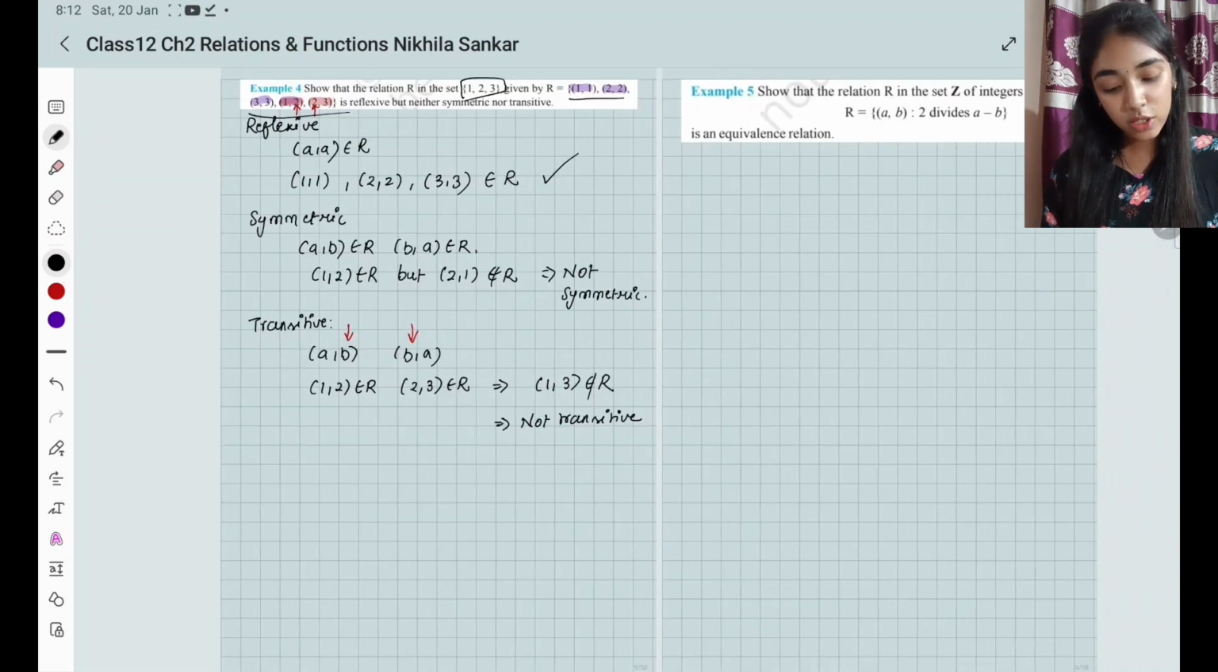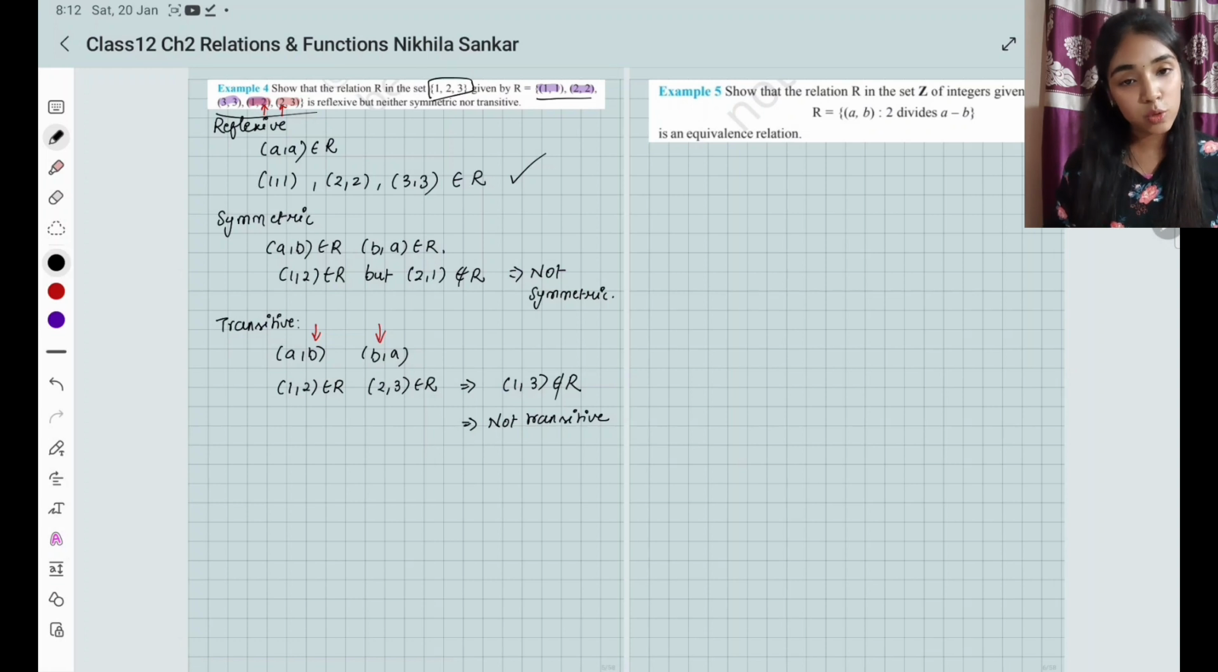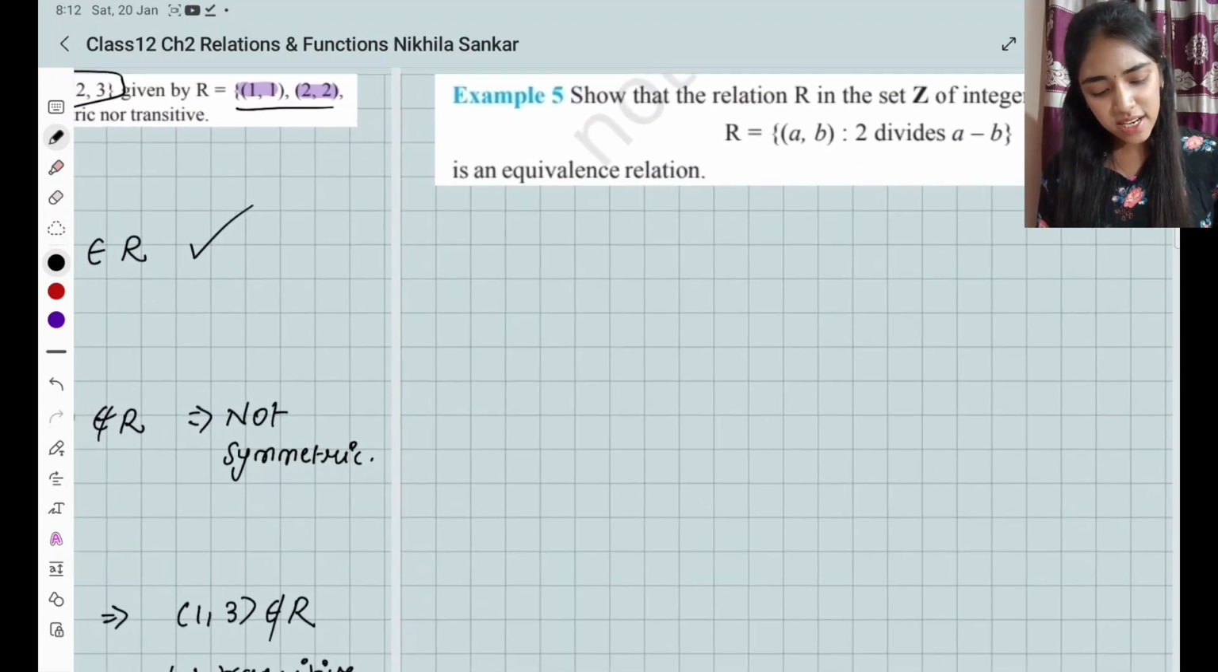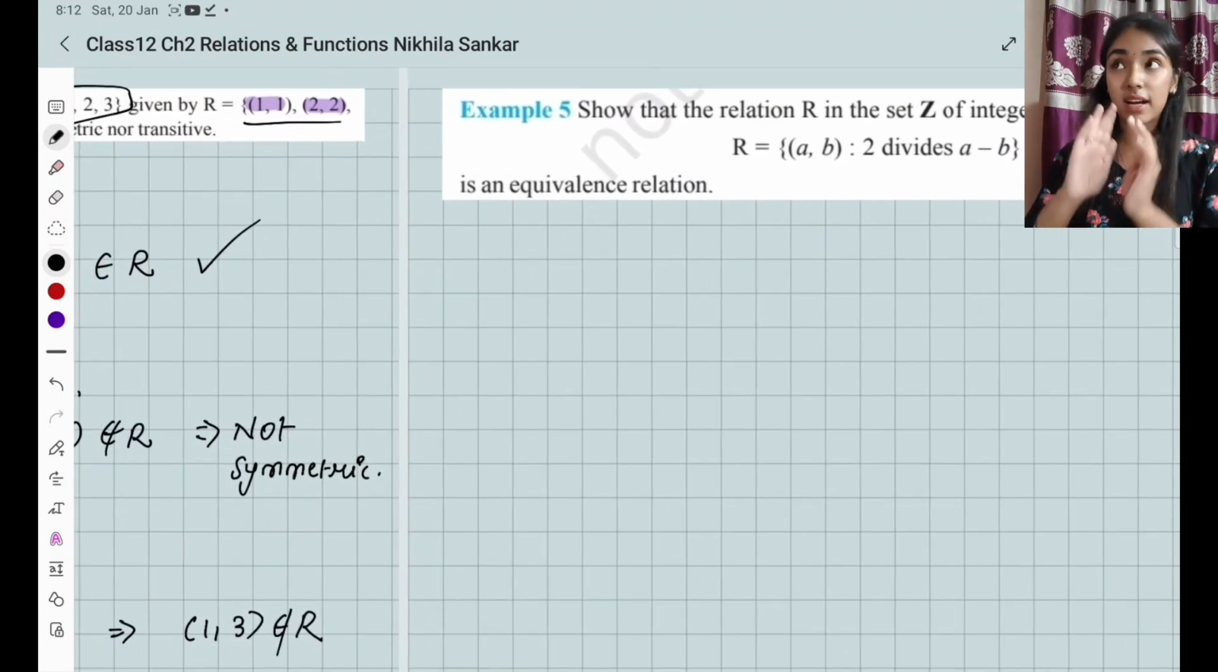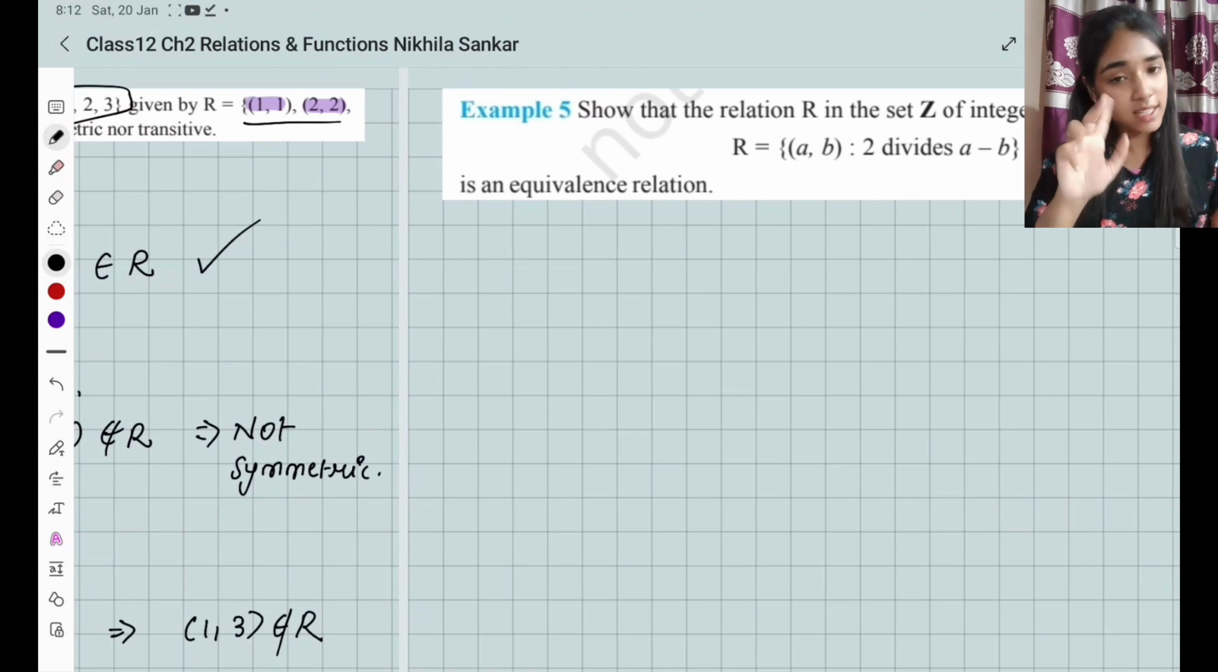We are dealing with the roster form. இதுக்கப்புறம் set builder formல கொடுத்தாலும் எப்படி போடணும் தெரியணும். Okay, the next example is going to be a set builder form. Okay, so it's a very very easy question. You just have to think a little bit. யோசிச்சு அது நடக்குமா நடக்காதா, நடந்ததுன்னா அது reflexive, நடக்கலனா not reflexive. So இந்த மாதிரி நம்ம ஒன்னொன்னு செக் பண்ணணும்.